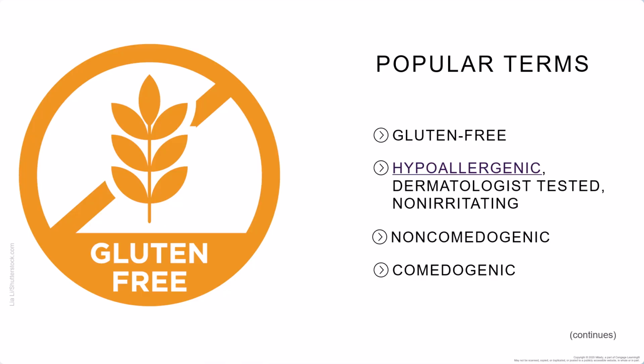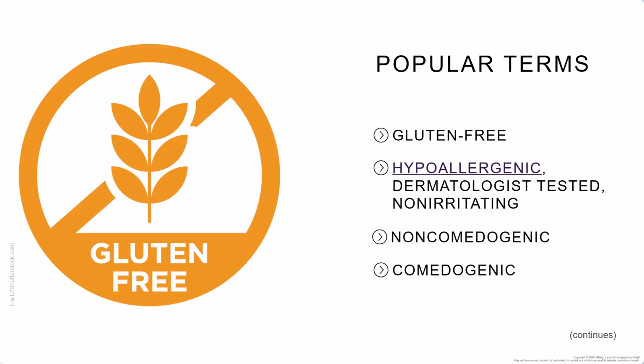But to establish the gluten-free claim, the FDA and organizations that are concerned with international food standards have set a threshold of less than 20 parts per million of gluten. So a product that has gluten-free on the packaging can't have any more than 20 parts per million of gluten, basically.